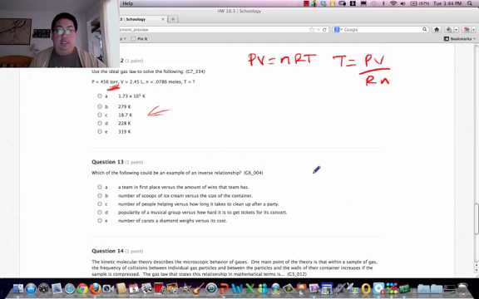Okay, 13. So remember the inverse relationship we just talked about, if one goes up, the other one goes down. And so I'll let you figure that one out.